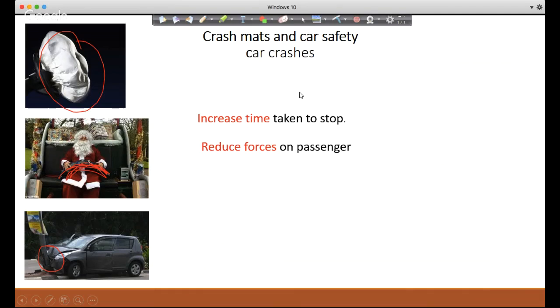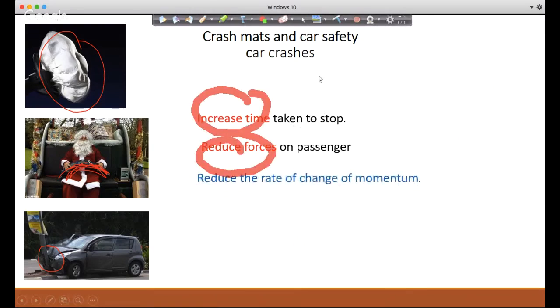Okay, now exactly the same science works in crash mats as well. So anything, in fact, that protects you from injury. It could be a bicycle helmet, it could be a crash mat in a gym, it could be a kind of squidgy floor in a playground. So no matter what the safety device is, if it squishes, if it changes shape when you hit it, it's increasing the time taken to stop. It reduces the forces on the passenger. And those are the two ways you need to explain how they keep you safe.